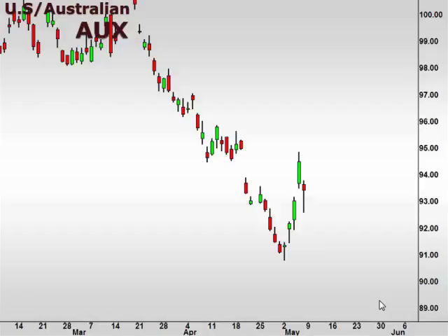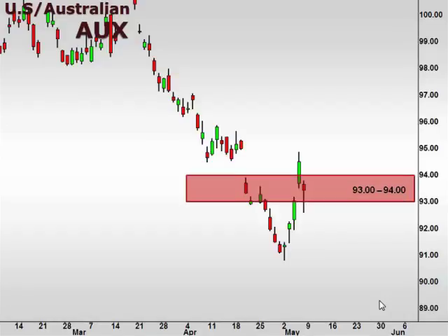Let's take a look at the U.S. versus the Australian dollar as seen here in the ISC FX options pair value AUX. Well, the AUX broke above the 93.94 resistance level, which now assumes the role of support. Although the pair closed off of the highs on Friday, a break back above 94 should signal a continuation higher.